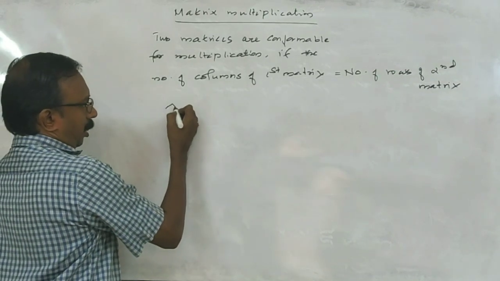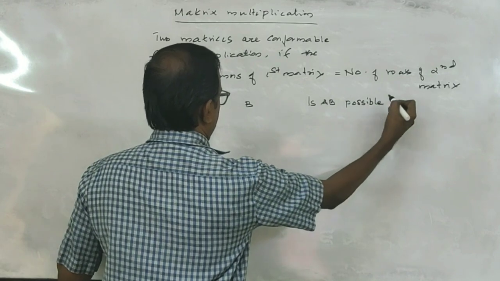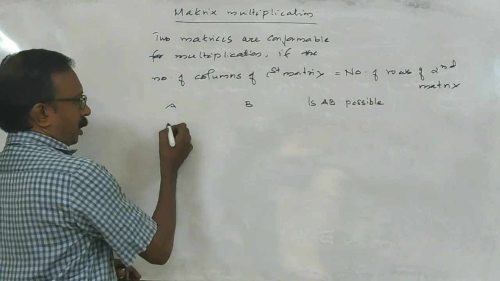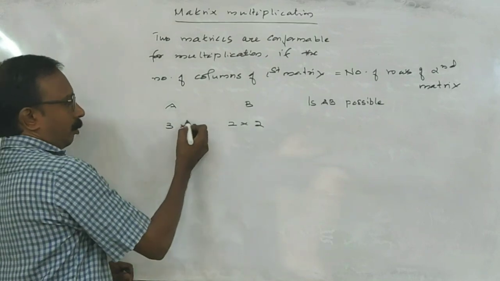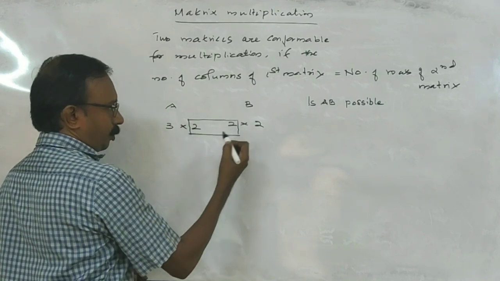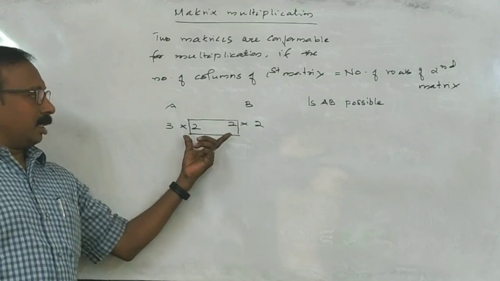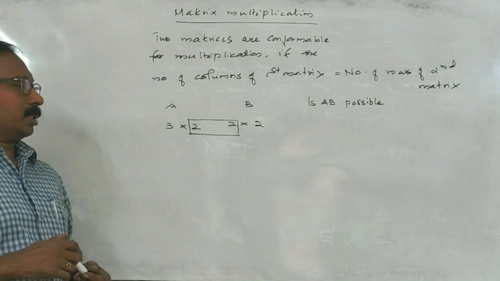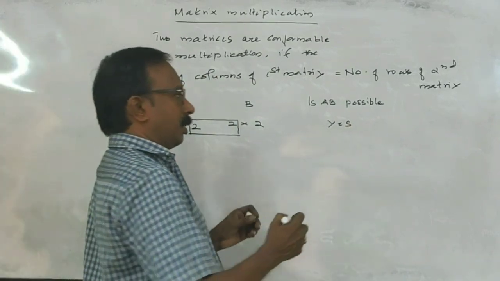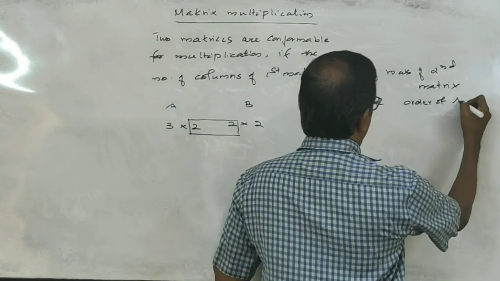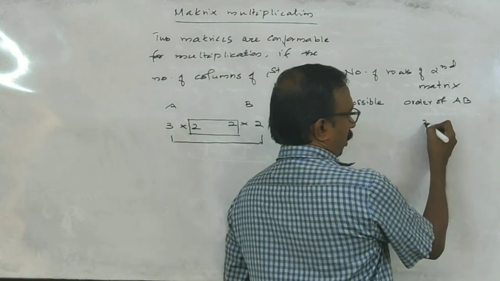Let me take some examples. Is AB possible? Suppose A is a matrix of order 3 by 2, B is a matrix of order 2 by 2. Here, the number of columns of the first matrix equals the number of rows of the second matrix, isn't it? If these two are the same, then we can multiply these two matrices. Here multiplication is possible, and the product matrix has order 3 by 2.